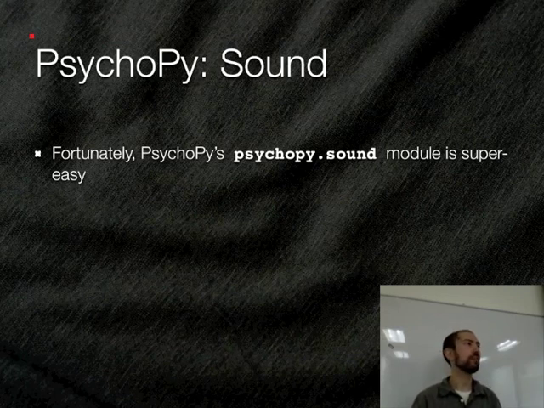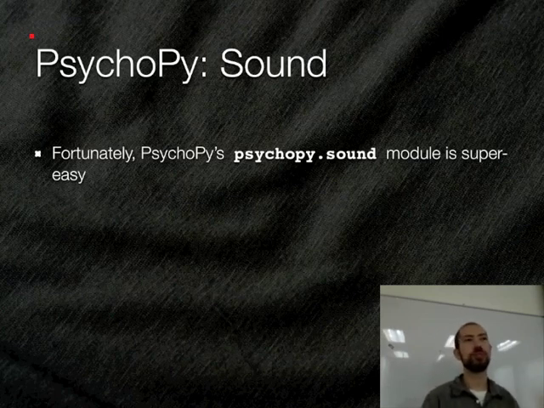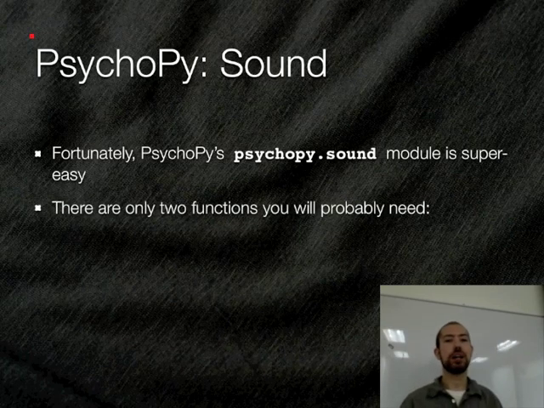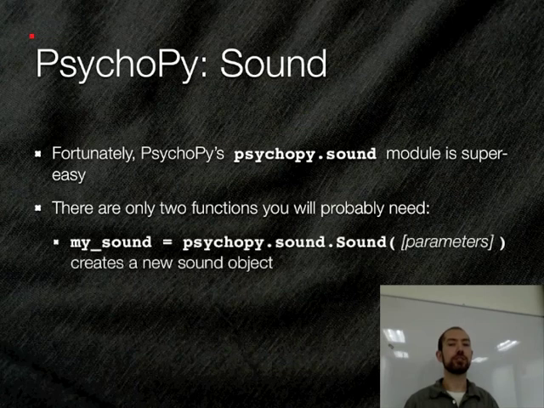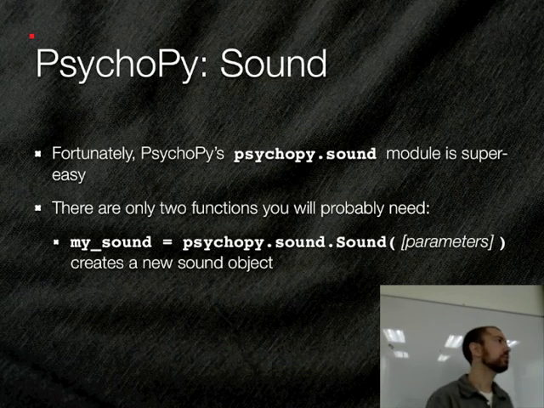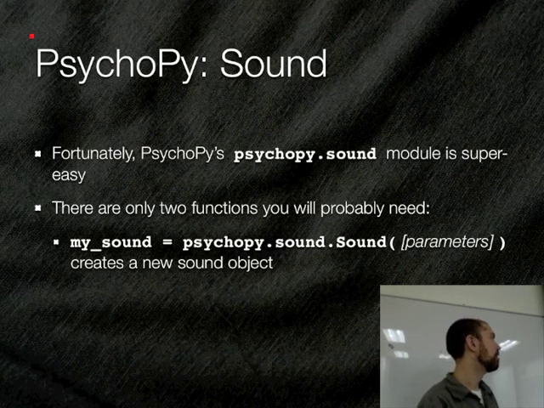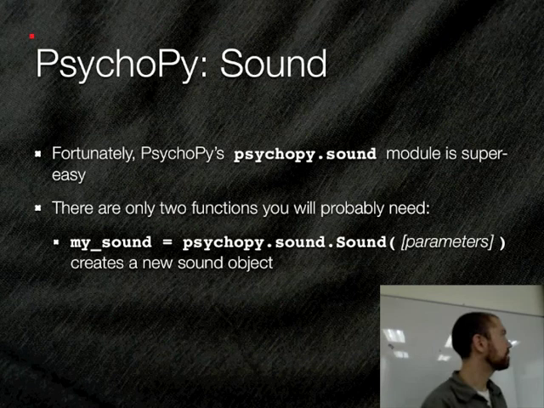But in order to do that, let me introduce the module sound. Fortunately for you guys, after all this difficult function stuff, conceptually, PsychoPy.sound is super duper easy, okay? There are only really like two functions you'll probably need in PsychoPy.sound. One of them is PsychoPy.sound.sound, which is a little confusing, but this is the function named sound inside of the PsychoPy.sound module. And all it does is create a new sound object, right?